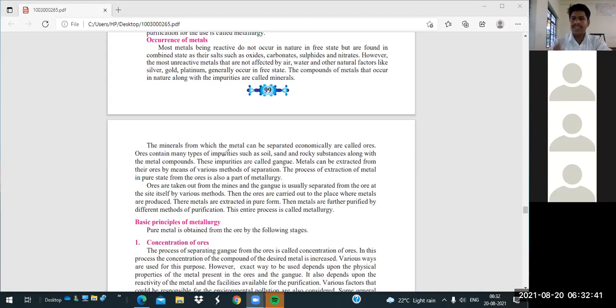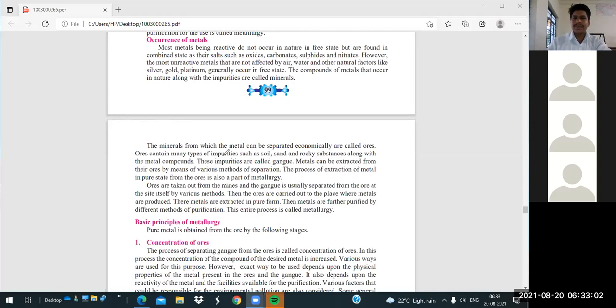And these impurities which are present along with the metal are called the gangue, like our boys' gang, girls' gang. So these impurities are present with the metals, and that is called the gangue. Metals can be extracted from their ores by various methods of separation.